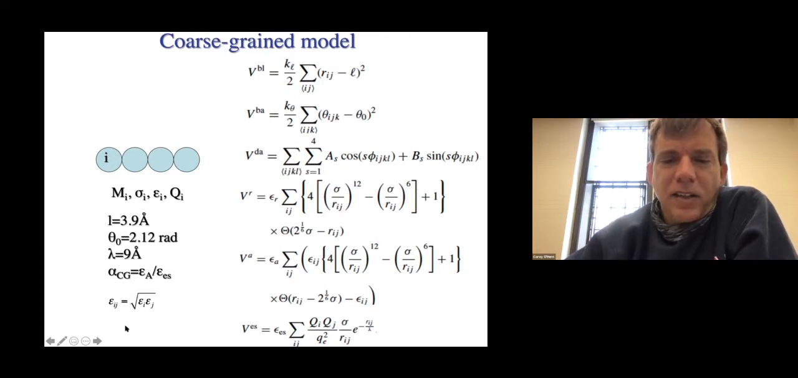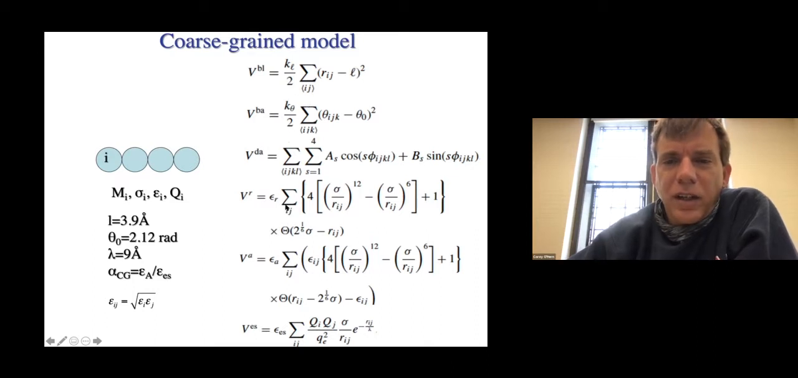And then the next thing is an electrostatic interaction, which is screened, and it's using a screening length that's typical for physiological conditions, 9 angstroms. And so I used a screened Coulomb potential. That's based on the charges of the monomers, the screening length, and the typical size of each monomer.